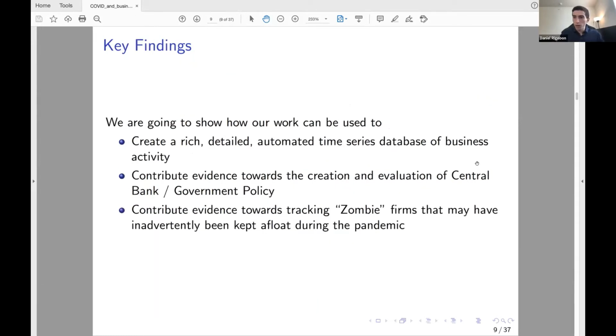To give a little outline about what will follow, we believe our work can be used to create these real-time automated data sets that capture business activity across region and across different sectors. And this can be useful for the assessment of different policy interventions, akin to what the OECD group has mentioned. And finally, no one likes zombies, so we hope that our methodology can be used to identify not only where the zombie firms are, but also how we can think about the emergence of zombie firms as a result of policy actions.